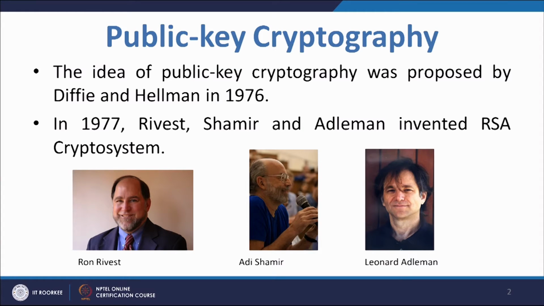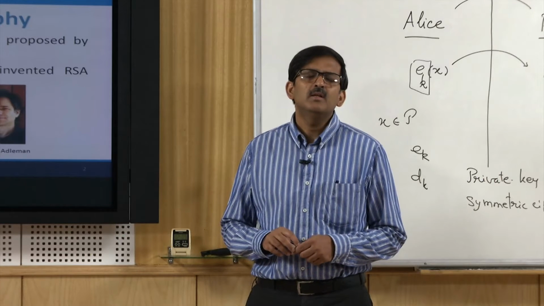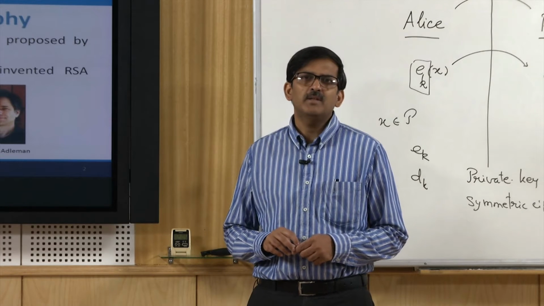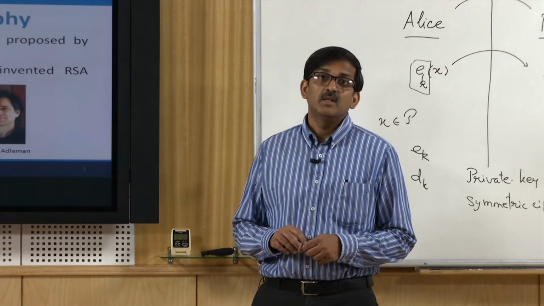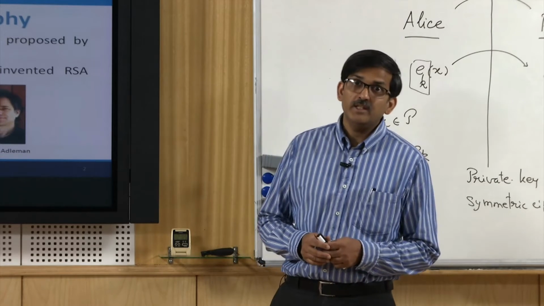So, the idea of public key cryptography was proposed by Diffie and Hellman in 1976. By the way, although it is known today that this was known possibly in the late 60s by the British and American intelligence agencies, it was kept confidential.